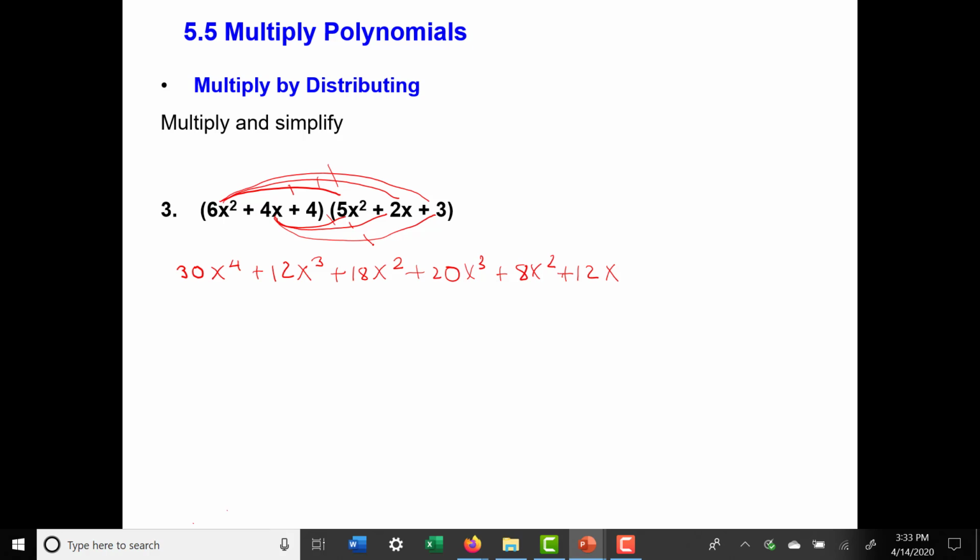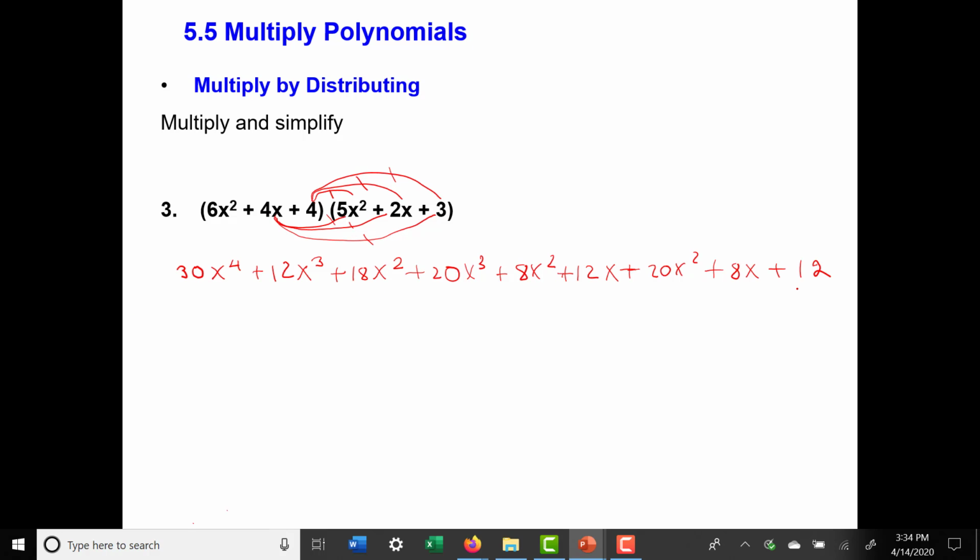Now we need to distribute 4 through the second parenthesis. Then 4 times 5 is 20x to the second, it's positive. 4 times 2x is 8x. We're done with this. Last one, 4 times 3 is 12. And now we have 9 terms. We should have 9 terms.